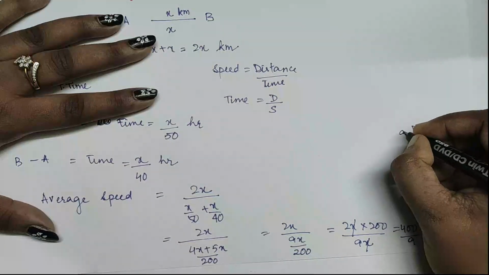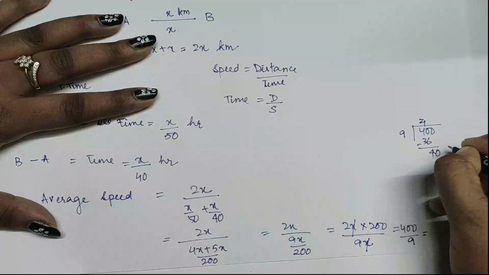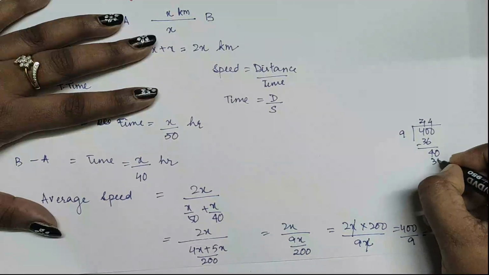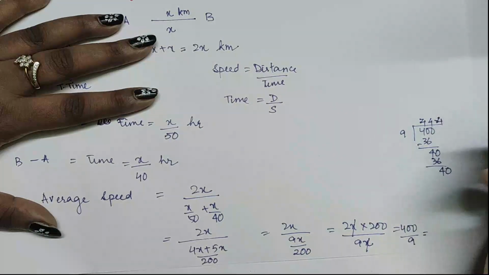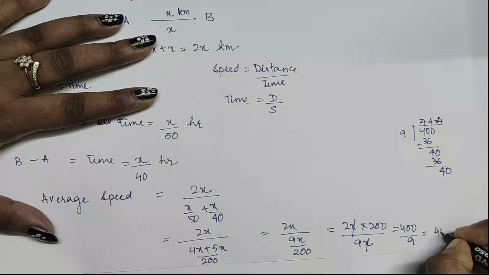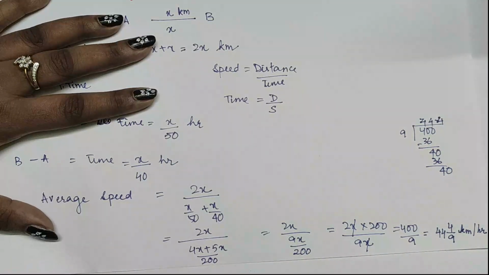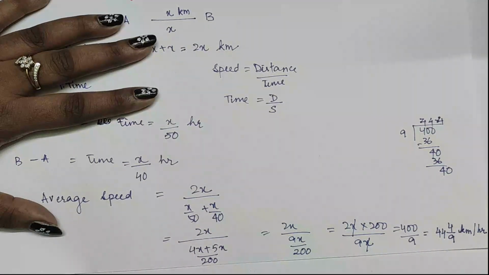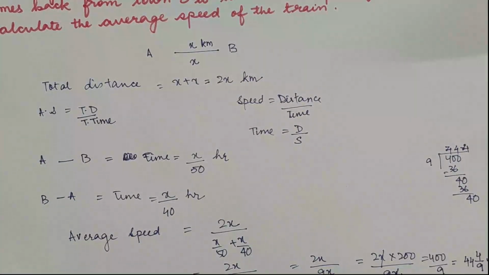So 4 nines are 36, minus 40 leaves 4, so it is going to continue. It's a recurring number. So you can write 44.4 recurring, or 44 and 4 by 9 kilometers per hour, because this is the average speed. So I'm very sure you would now be able to solve simple questions based on average speed.